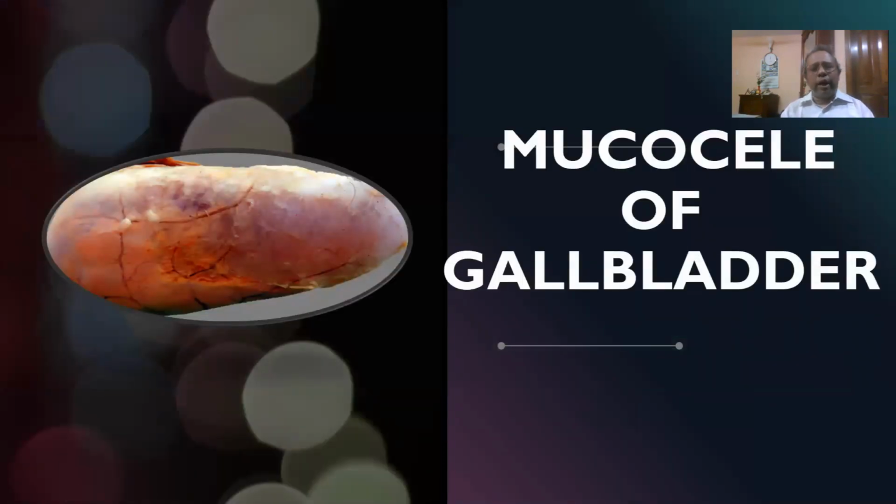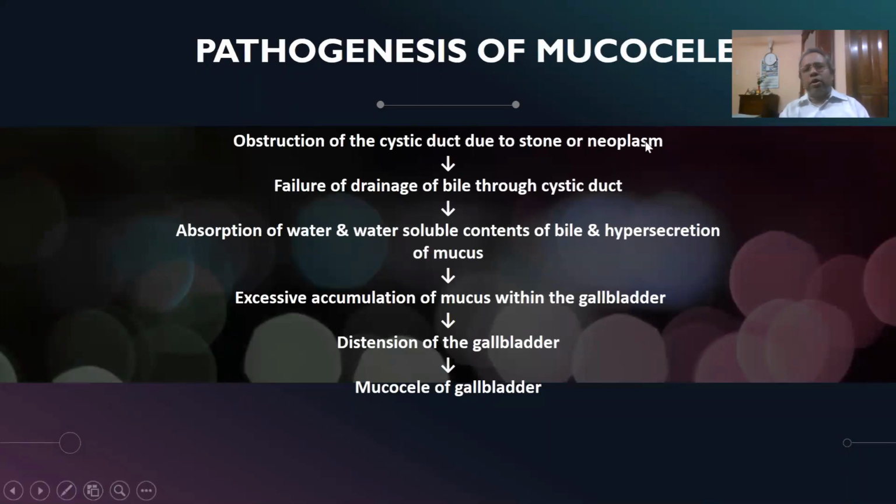So this is the mucocele of the gallbladder. The mucocele can be diagnosed very easily. If you place it in front of the light, light can pass through and through, and the content is mucus, white, transparent. The pathogenesis, I described previously. The very important thing is obstruction of the cystic duct due to a stone or neoplasm. Be careful about it. Not only a stone; if there is a growth in the neck of the gallbladder, it may obstruct the lumen. So there is failure of drainage of bile through the cystic duct, absorption of water and water-soluble contents of the bile, and hypersecretion of mucus from the mucous membrane, excessive accumulation of mucus within the gallbladder, and distension of the gallbladder, a mucocele.